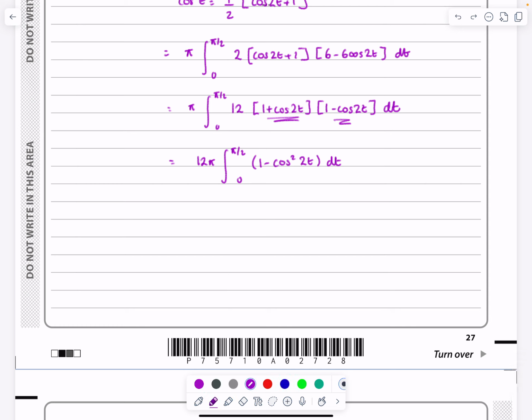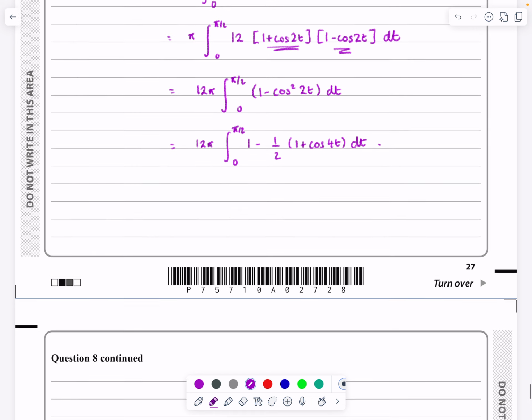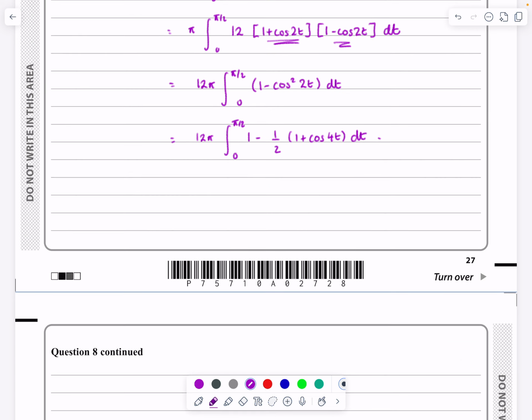So if I've got that and I'm trying to integrate that, I'm actually going to have 12 pi, the integral of 1 minus, this is going to be a half, 1 plus cos 4t dt, again between pi over 2 and 0. You might need to go back and just have another check of that. I'm going to do the rest of this quite quickly, otherwise this video is going to get really, really long. It's already pretty long.